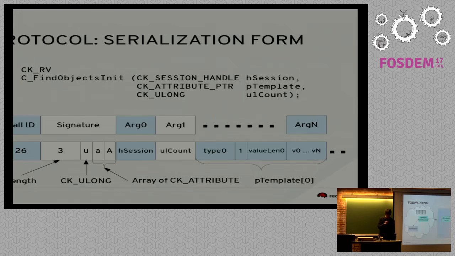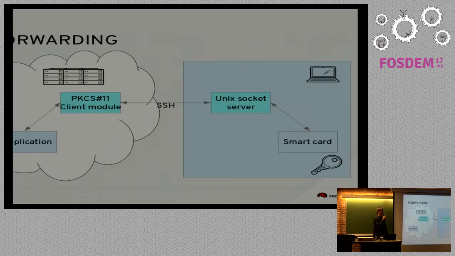So the complete implementation looks like this. The user starts the Unix socket server on the local side that bridges access to the smart card into the remote server. In the remote server, the system administrator installs the PKCS #11 client module, and then applications can use it to access the remote smart card.